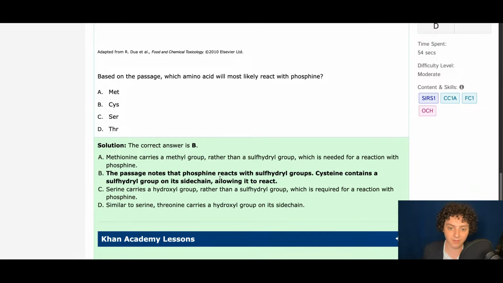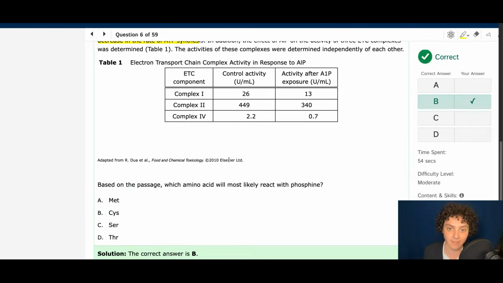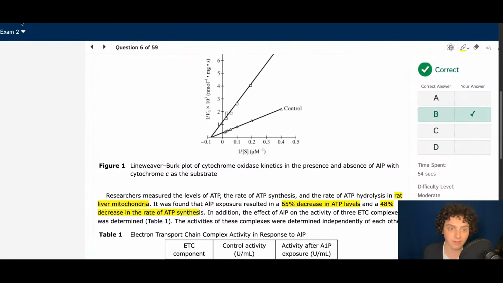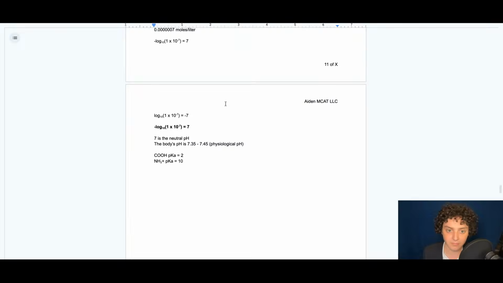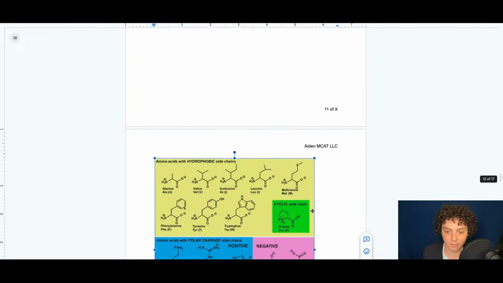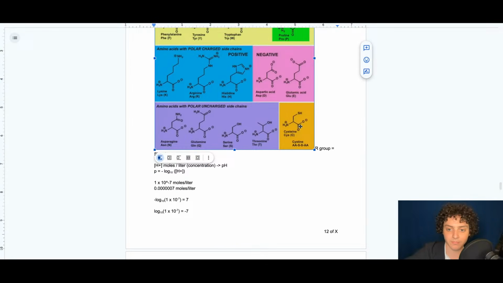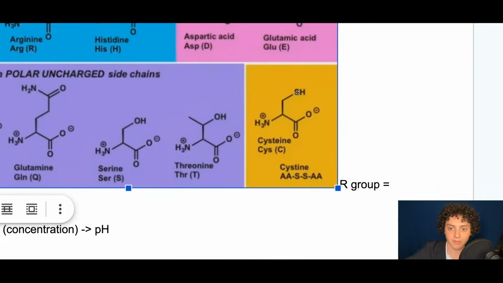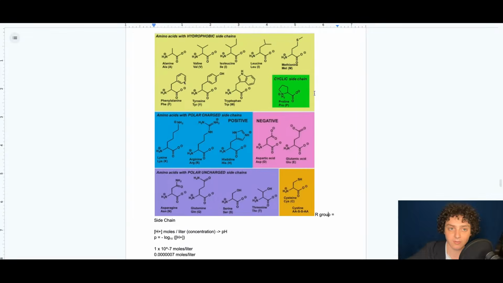The passage notes that phosphine reacts with sulfur hydryl groups. Cysteine contains a sulfur hydryl group on its side chain, allowing it to react. Let's go see a picture of that, the sulfur hydryl group on the side chain of cysteine. That is right there. So sulfur hydrogen, the sulfur hydryl group.